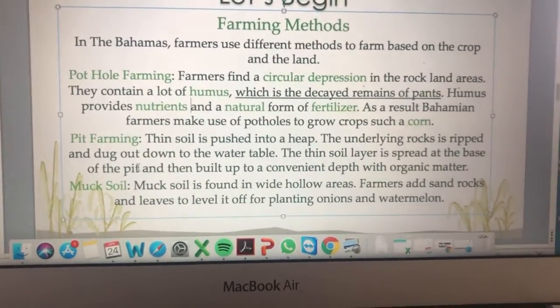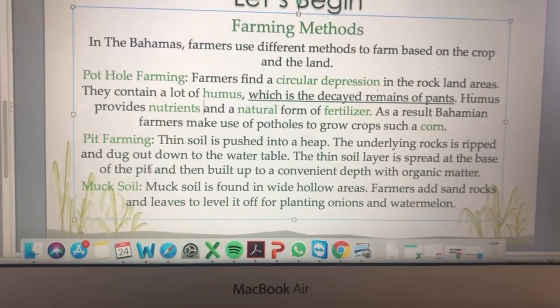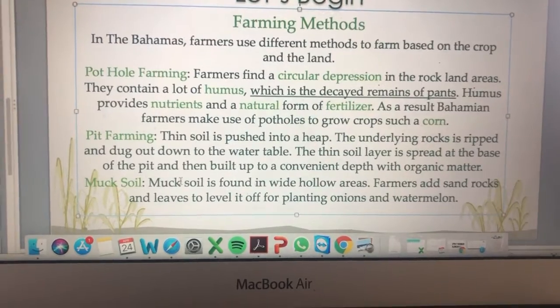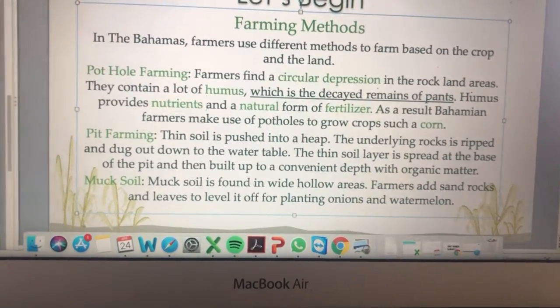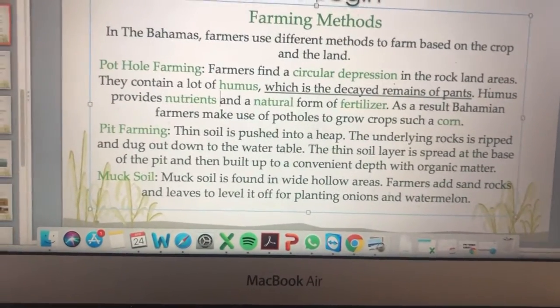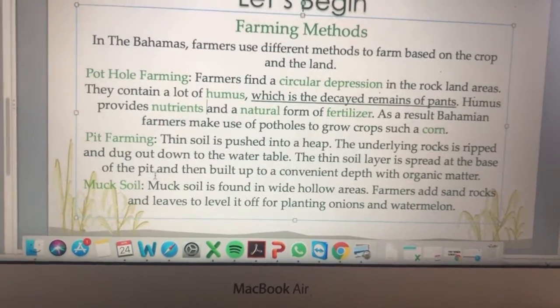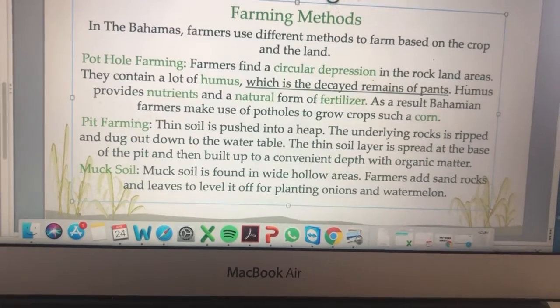And then muck soil is found in wide hollow areas. Farmers add sand, rocks and leaves to level it off for planting onions and watermelon. So that's for those produce you would use muck soil, okay? So make a note of those 3 types of methods there, okay?